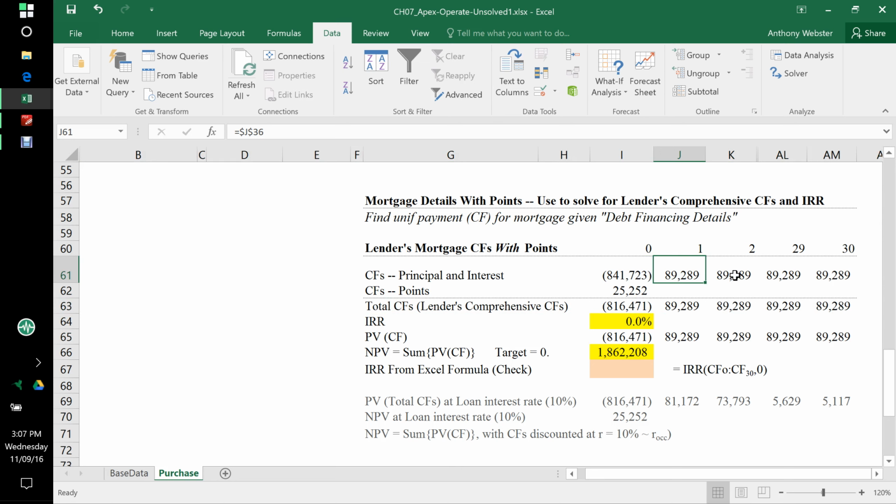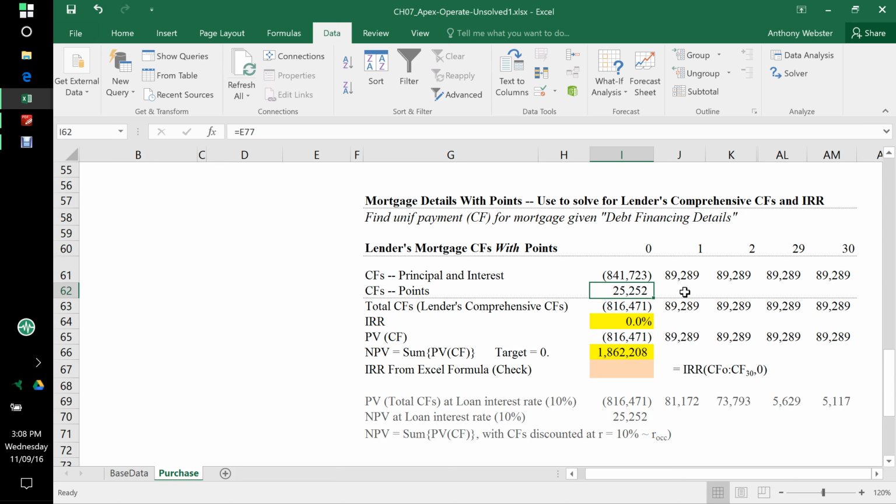Well, in each period, she has either money going in or out the door related to the borrower: out the door to help purchase the property, and then in the door from the borrower, the uniform payment for 30 years. But also, she's got 3 points she's charging that borrower. 3%, that's equal to 3% of the total principal amount lended, which is 841,723.